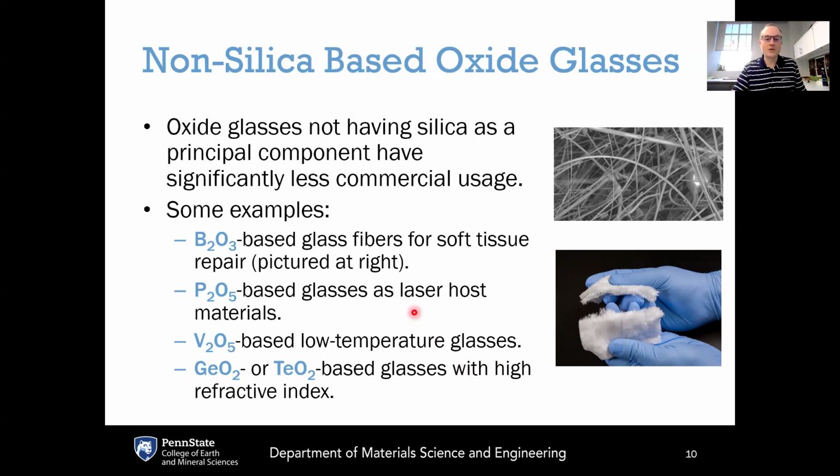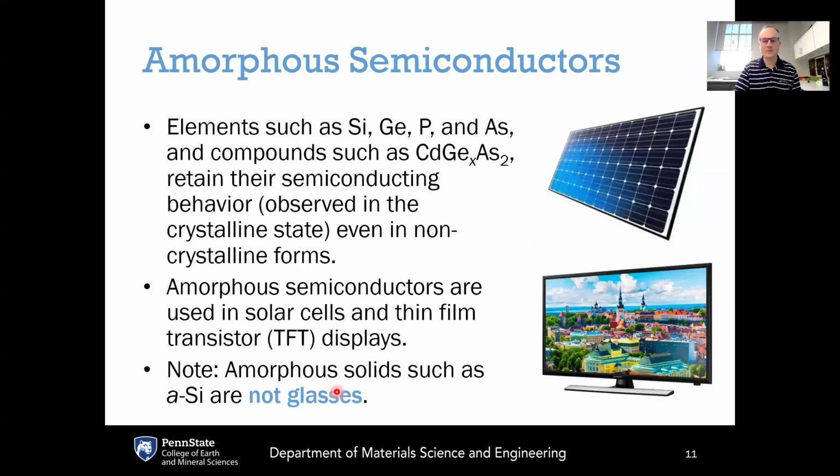Phosphate glasses are used as laser host materials. These are used because of their special optical properties and because of the ability to incorporate a large amount of rare earth oxides into the phosphate-based glasses, which make them really good materials as laser hosts. Vanadate glasses are known for their low temperatures. And germanate and tellurite glasses are also known for their high refractive indices.